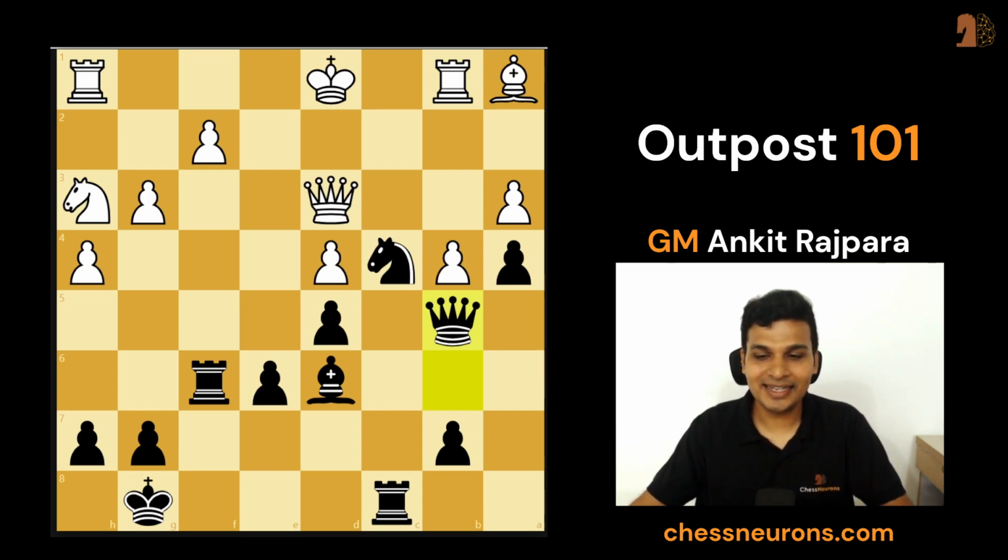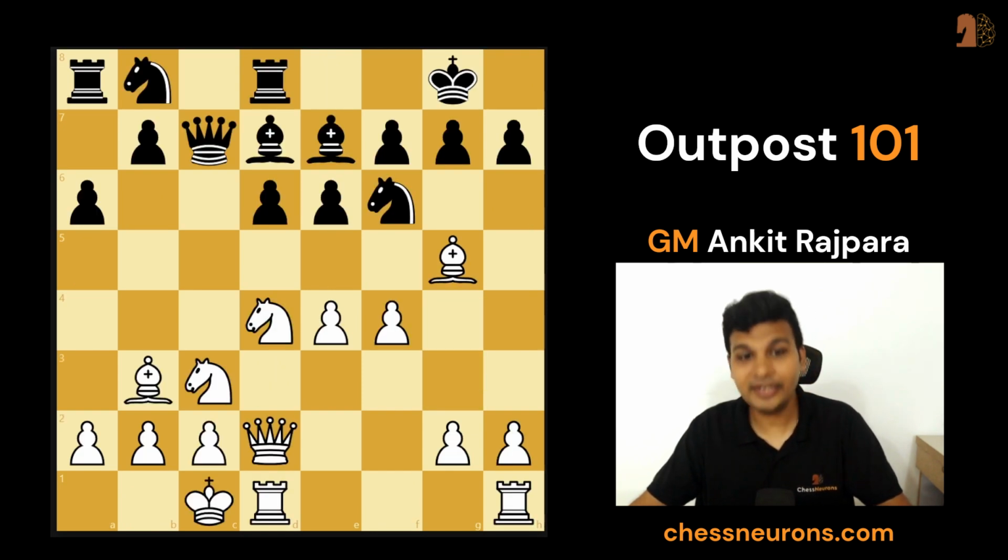Alright, so now let's look at another position. So this is white to play here.